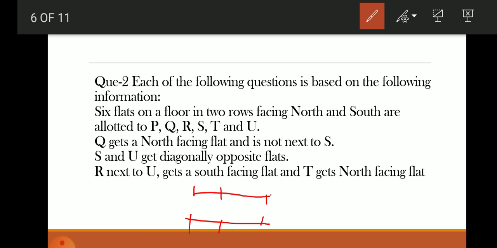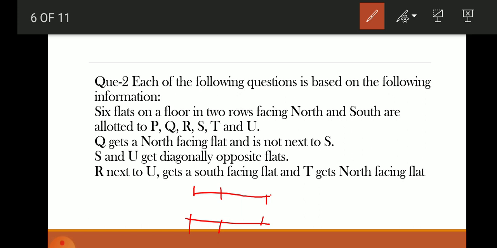So R is next to U, that means U and R are closer to each other. U may be towards the right or towards the left of R, that we don't know, but these two are close to each other. And U has a south facing flat. South facing means its face is towards the downward direction.